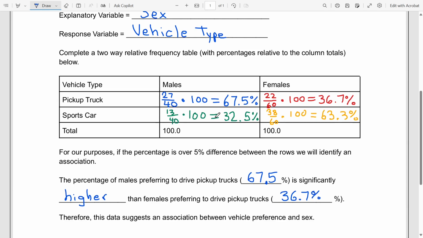We could have done the bottom two, and then we would have, males preferring to drive sports cars, 32.5%, is significantly lower than females preferring to drive sports cars, which is 63.3%. So we picked the upper row here, but you could have done the bottom row. Since it's much larger than 5%, this data suggests there could be an association between vehicle preference and sex. It should be noted for this example, I did just make up these numbers just to illustrate an association between categorical variables. Okay, let's take a look at another example.